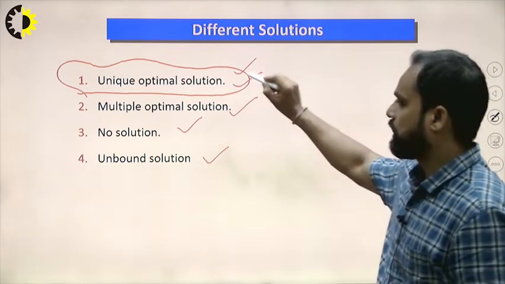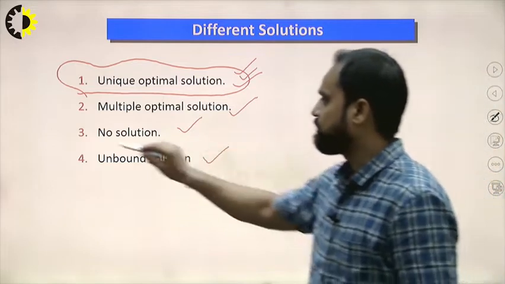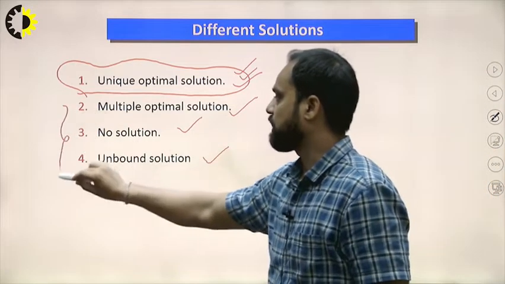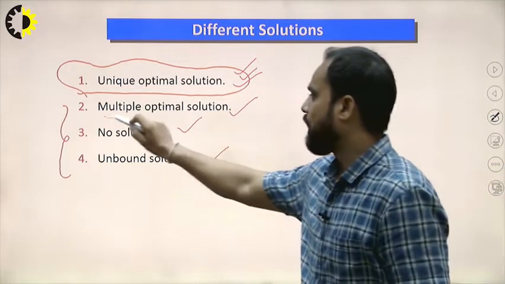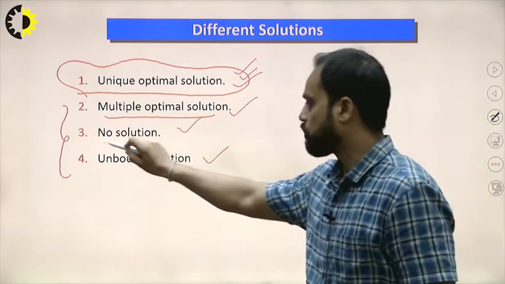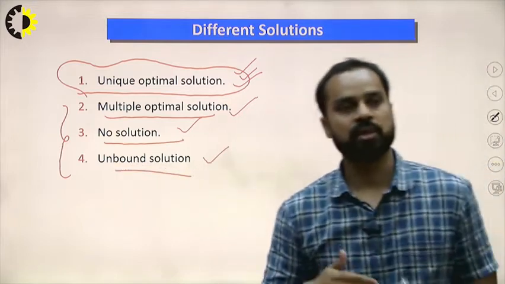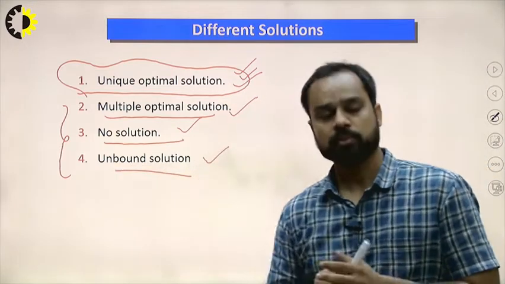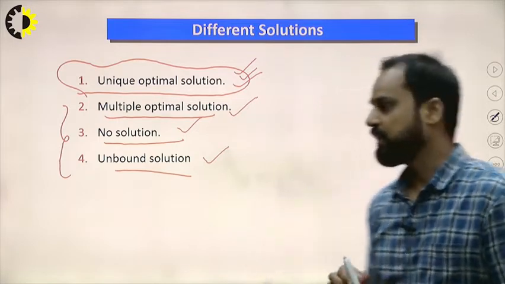That example we have discussed already. In today's class I will discuss three examples of how an LPP can be solved for multiple optimal solutions, no solution, and unbounded solution. I will demonstrate all these aspects of the LPP by taking a suitable example, right?